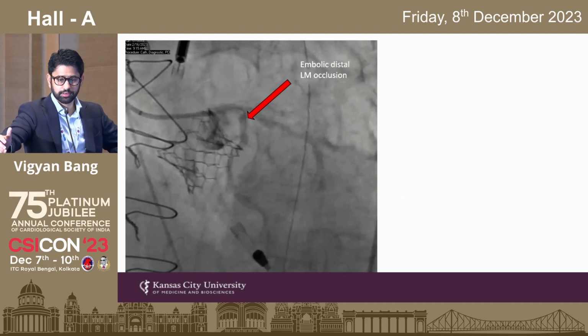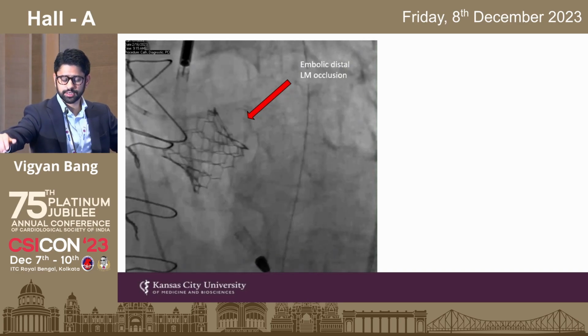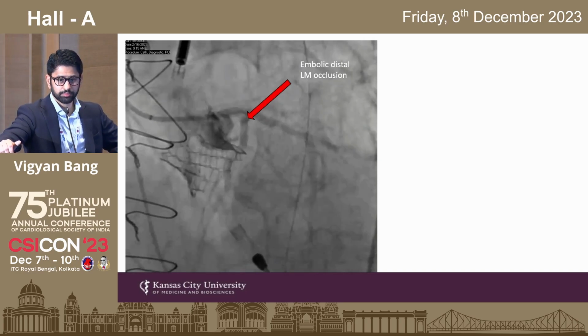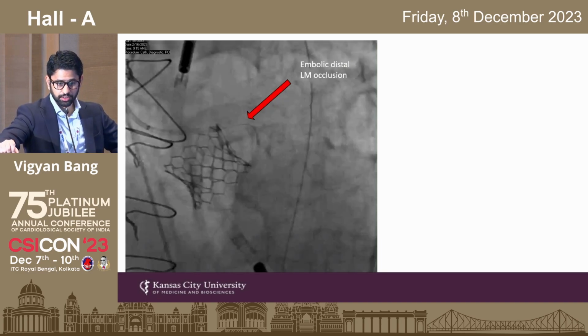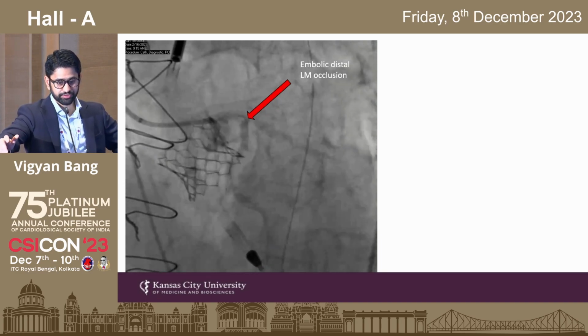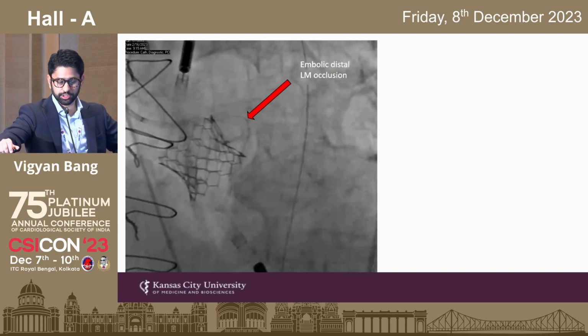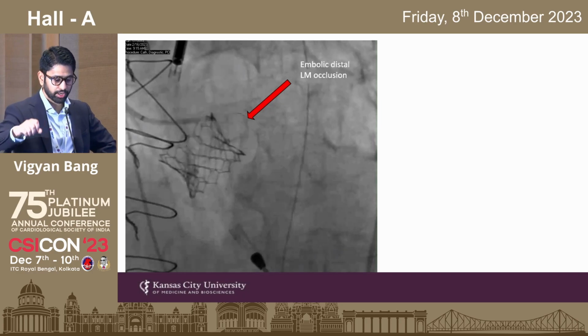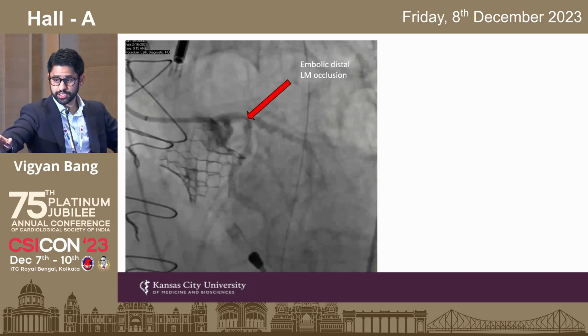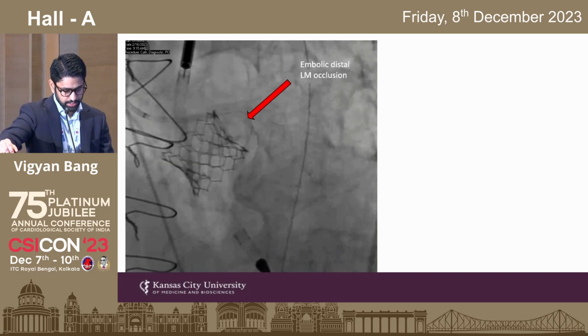And at this point, once we had stabilized him, we started to scratch our heads as to what might be going on. Even though the coronaries were filling on the aortogram, with the VF, the biggest concern was whether he's had coronary obstruction. So selective coronary angiography revealed, as you can see, a distal embolic left main occlusion. This was not present on his prior angiogram.